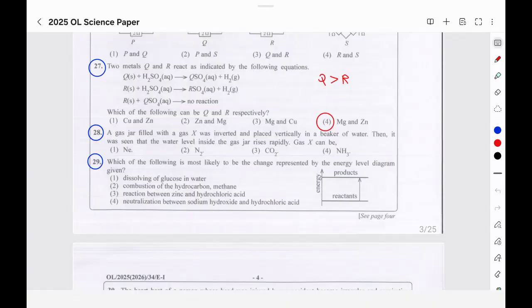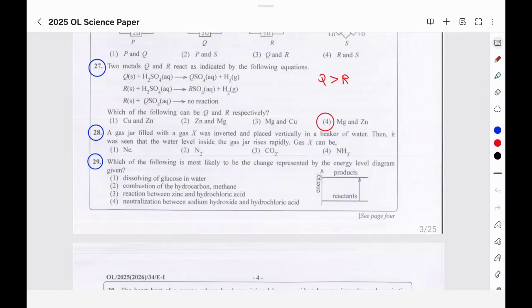Right. Okay. So today we have to start from MCQ number 28. Look at MCQ number 28. A gas jar filled with a gas, capital X, was inverted and placed vertically in a beaker of water. Then it was seen that the water level inside the gas jar increases rapidly and gas X can be.